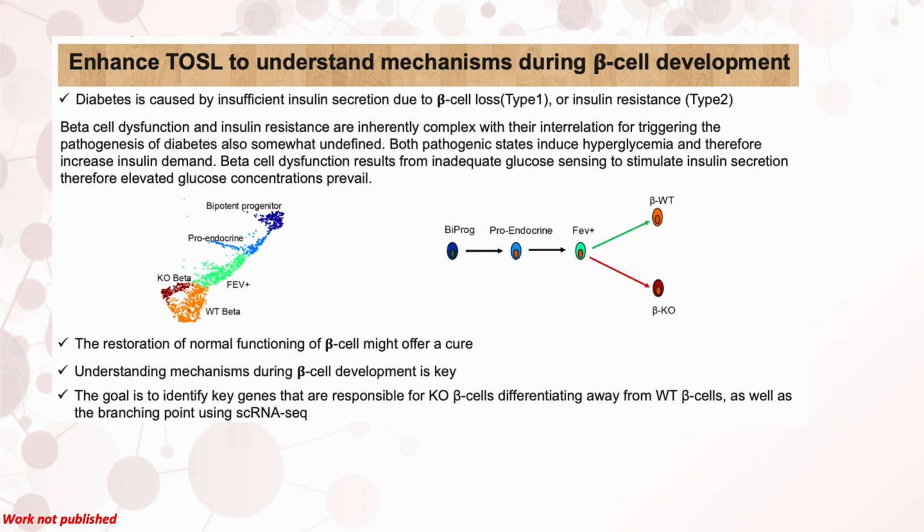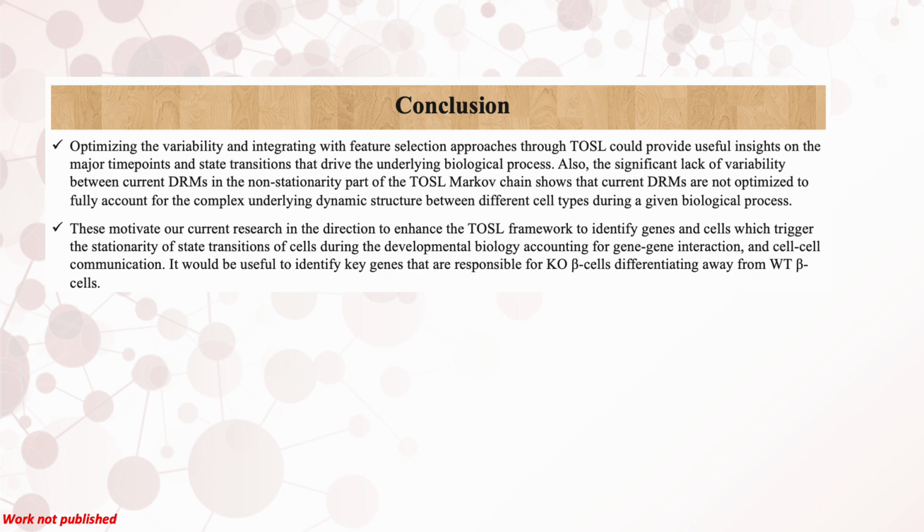With the aim to improve our computational framework for feature selection, we related our new project to understanding the mechanism during beta cell development. The goal of this project is to identify key genes that are responsible for the differentiation of the knockout beta cell away from the wild type beta cell. This process is known to cause diabetes. This work motivates our current research in the direction of identifying genes and cells which trigger the stationarity of state transitions of cells during developmental biology.